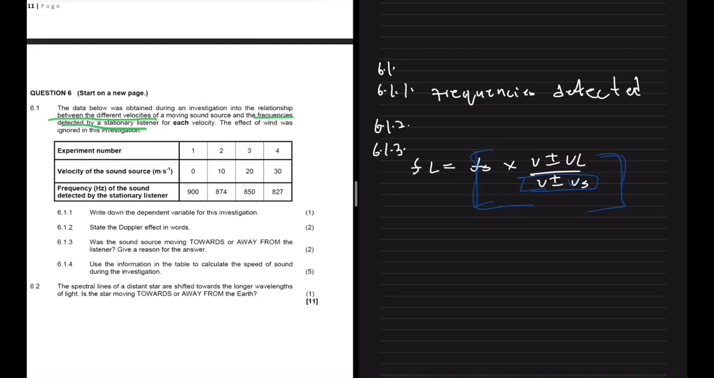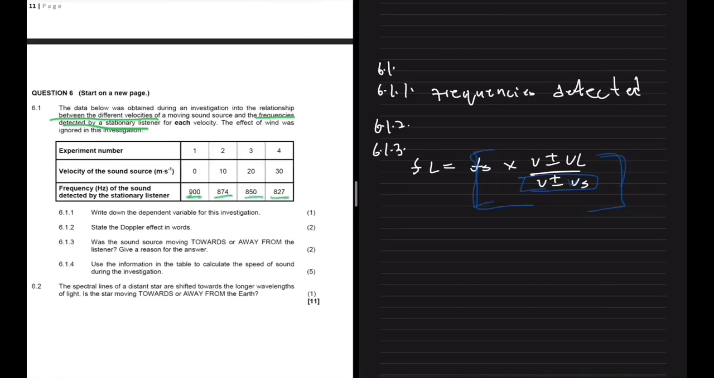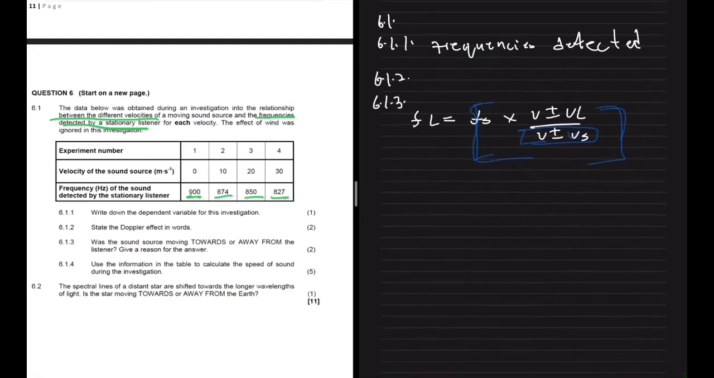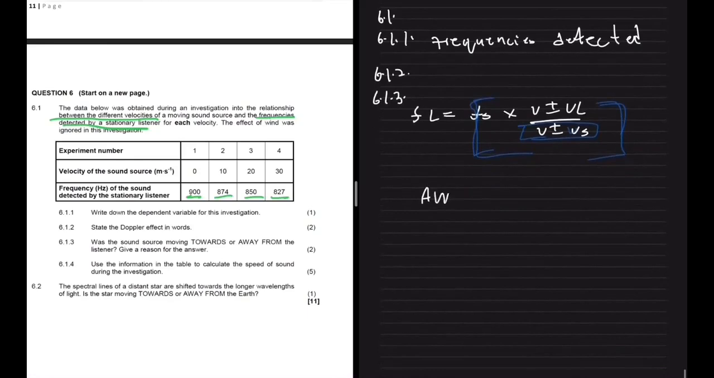So in our case, the frequency is going down. We start with 900, then 874, 850, 897. So we have a plus on the denominator, and we only have a plus on the denominator when the sound source is moving away. So here we write "away from", because we're supposed to write towards or away from, and then give a reason for the answer. The reason is that the frequency observed by the listener is decreasing, so it only makes sense that it is moving away.